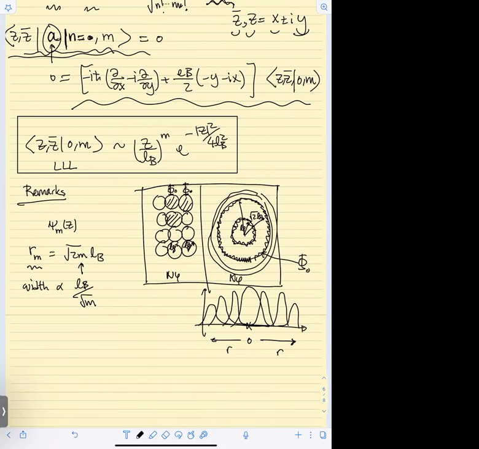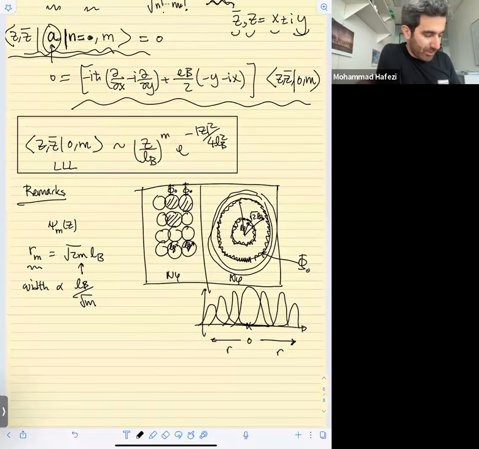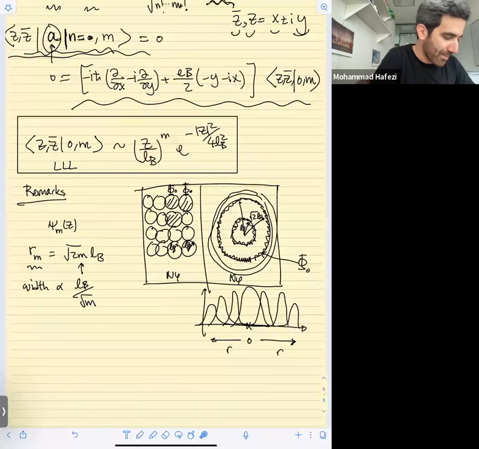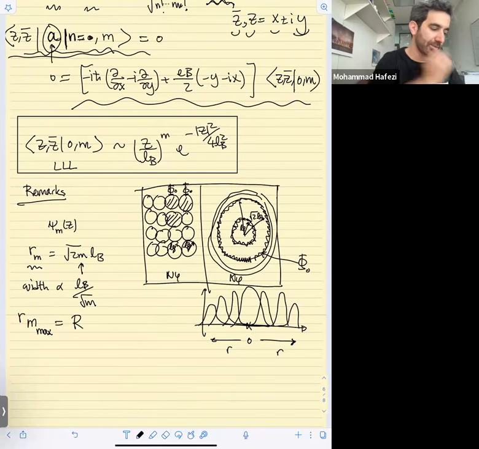So I was a little bit sloppy with the boundary conditions. We were just over here. I kind of assumed a rectangular system. Over here, I should assume a disk. So I start with these orbitals and I pack them one after another. And at some point, the radius of these orbitals cannot exceed the radius of the system. So m max should be such that R_m max is equal to R, the radius of the system.